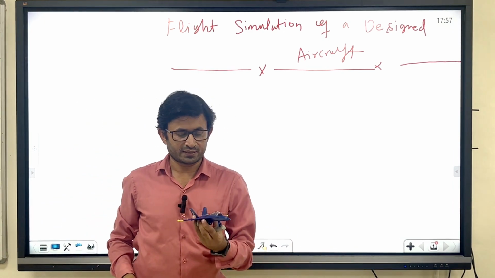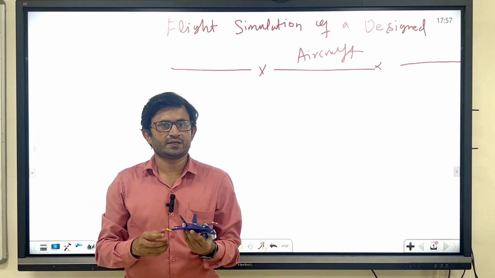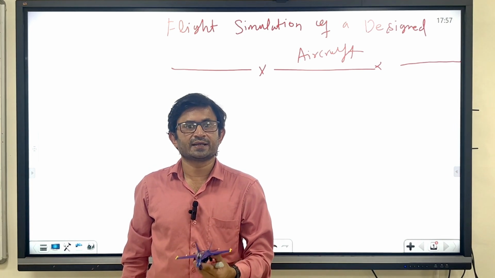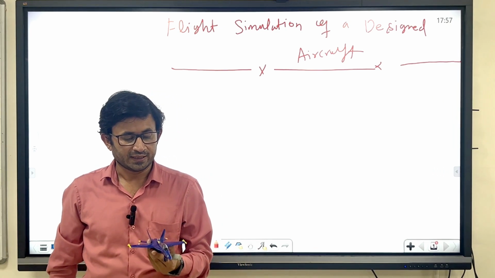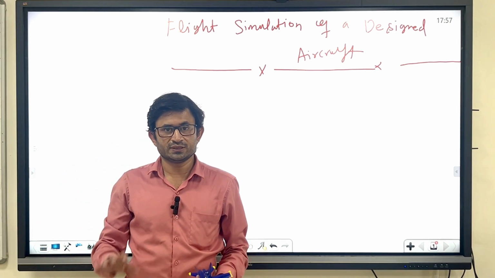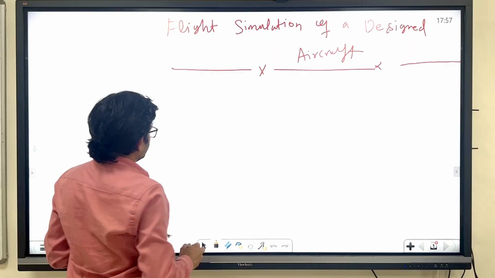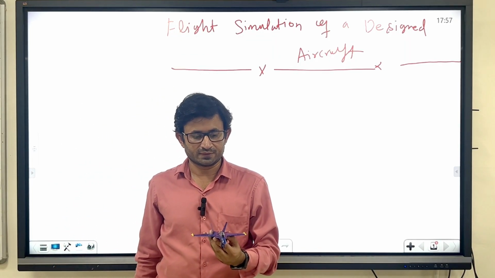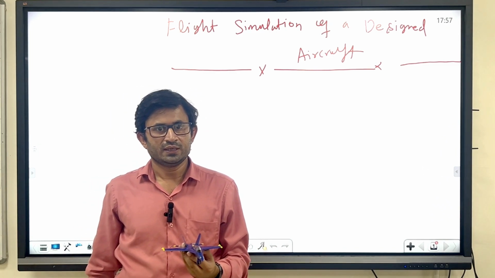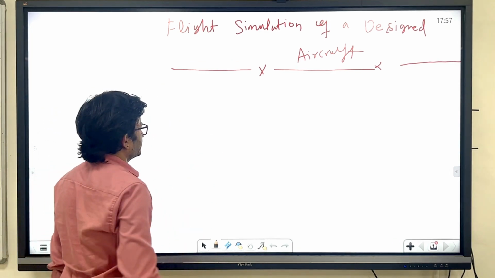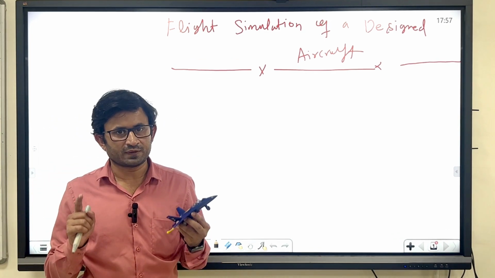So consider this is an aircraft. This aircraft can rotate in three directions, pitch, roll and yaw, and can translate in three directions, x, y and z. In total it has 6 degrees of freedom, 3 translational motions and 3 rotational motions. Everything starts from the fundamentals, right?